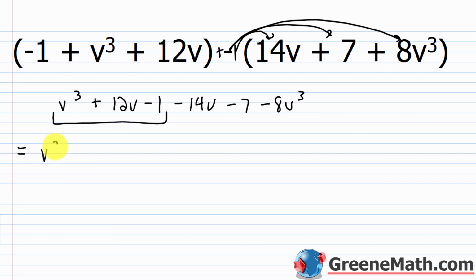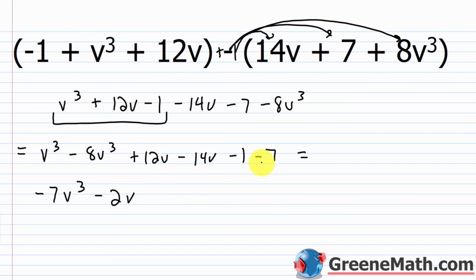So I have v cubed minus 8v cubed. I have plus 12v minus 14v. I have minus 1 and then minus 7. And now I just follow this. V cubed minus 8v cubed, that's going to give me negative 7v cubed, right? 1 minus 8 is negative 7. So negative 7v cubed. And then 12v minus 14v is negative 2v. And then negative 1 minus 7 is negative 8 or minus 8.